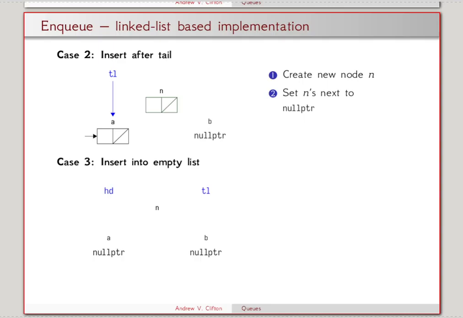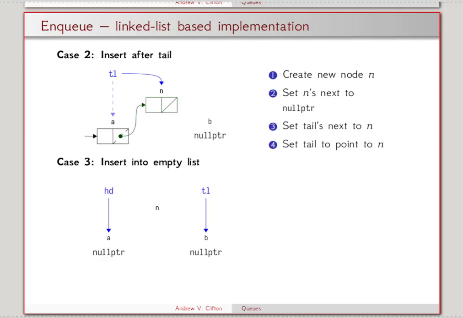Then we're going to set n's next to null pointer because we're inserting after the tail. So n is going to become the new tail here. So n's next is a null pointer. The tail's next is always a null pointer. Then we set the old tail's next, so this is the old tail's next right there, to point to n. And then finally we update the tail to point to n. So just 4 steps like that.